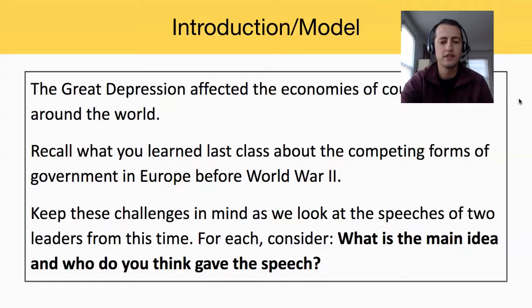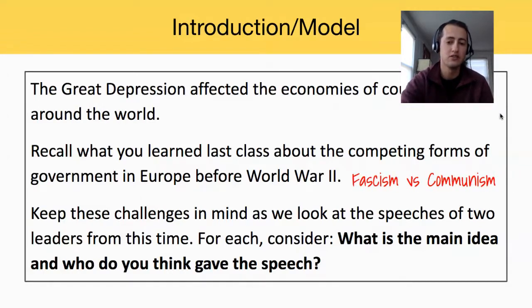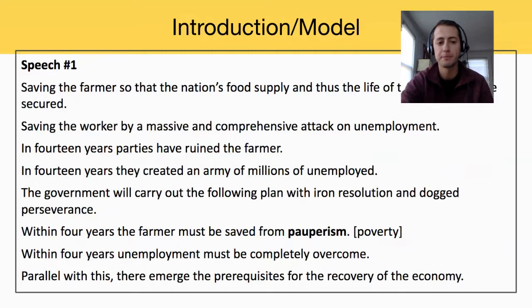The next portion of this lesson is going to have students examine two different speeches, one by Adolf Hitler and one by FDR. For students, they're not going to know the speaker of these speeches, so they're looking for clues in the text to figure out who's speaking. Remember, these will connect to the differences between fascism and democracy, so you can connect to the previous lesson throughout this model.